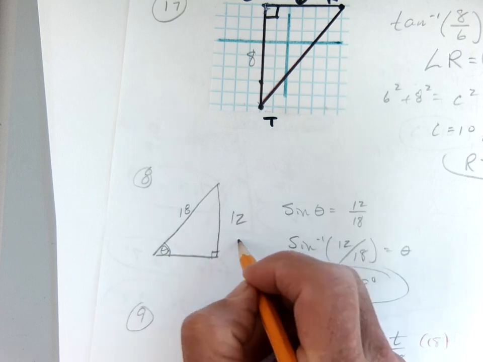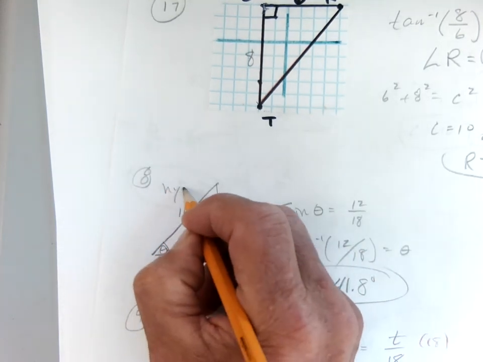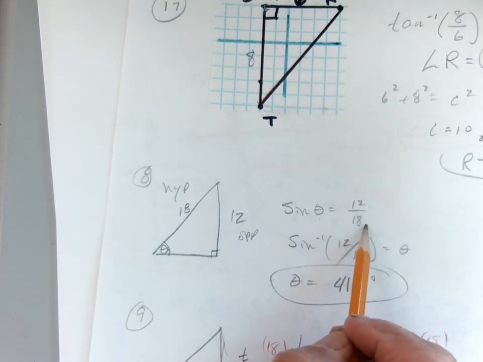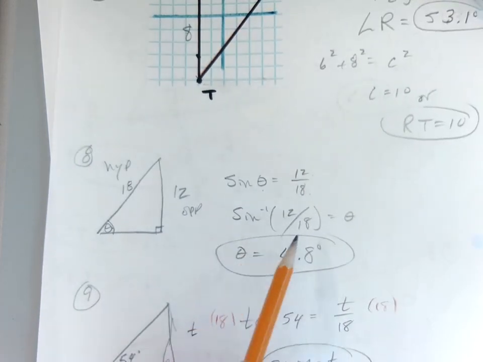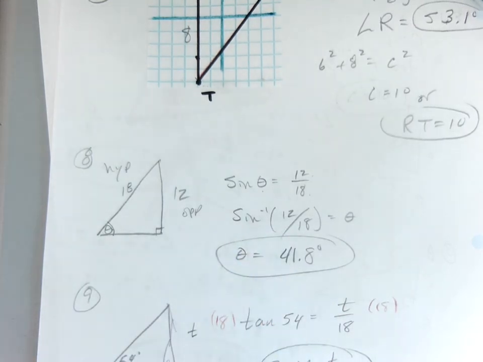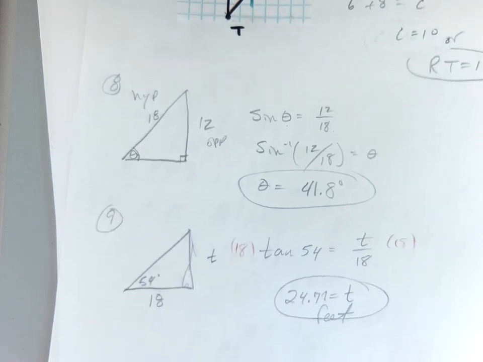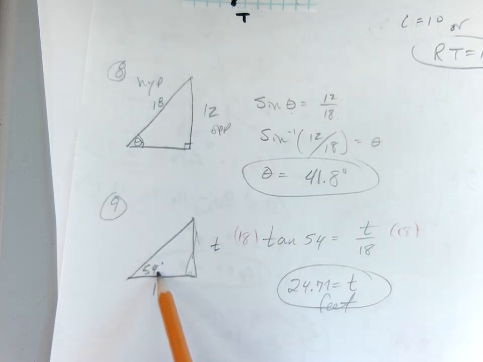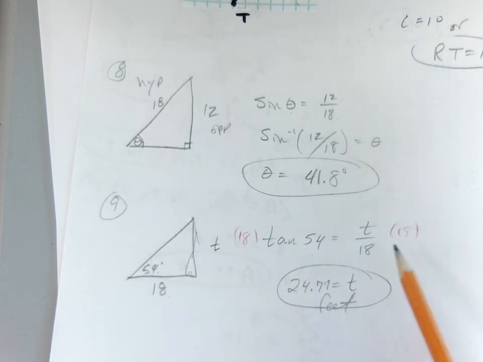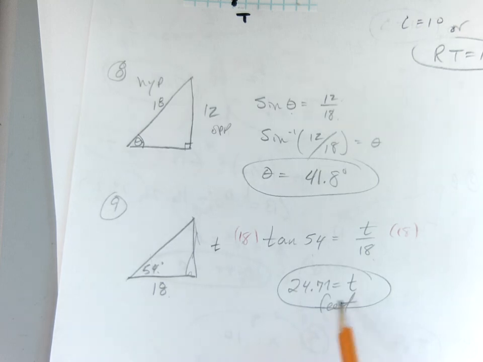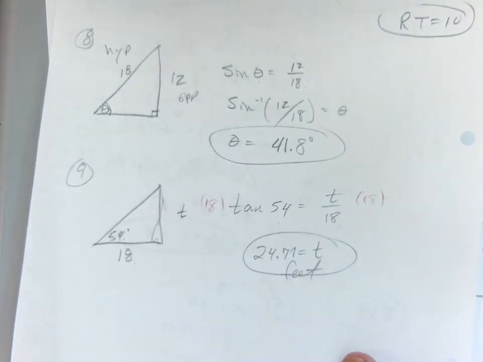So I know that's my opposite, and that's my hypotenuse. I used sine of theta equals opposite over hypotenuse. I did the sine inverse because I went for the angle. And I went sine inverse of 12 over 18, and I got the angle of about 41.8 degrees. Okay, 9, I've got a shadow of a tree here, height of the tree, and I get a 54-degree angle here. So opposite adjacent is just tangent, so I did tangent 54 equals opposite over adjacent. I multiplied both sides by 18. I used my calculator. I got about 24.77 feet.